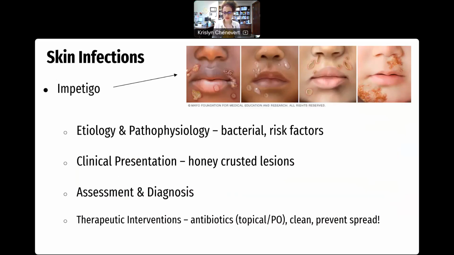So our presentation presents with these characteristic honey-crusted lesions. They might start off, you can see the pictures at the top, as fluid-filled vesicles around the mouth and the nose, and then burst open, and then they crust over with that honey-colored crust. And that's very characteristic for impetigo. And typically, the providers are going to make their diagnosis based off of the physical assessment. It's, like I said, pretty characteristic.